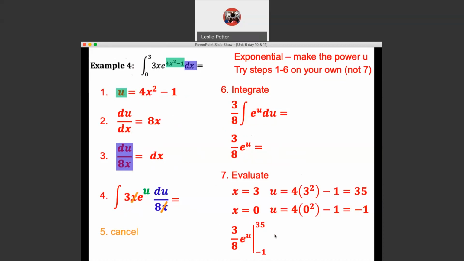So the value of the definite integral here then is 3/8 e to the 35 minus e to the negative 1. And we just leave it like that. We don't try to evaluate that without a calculator. So that would be the value of the definite integral.